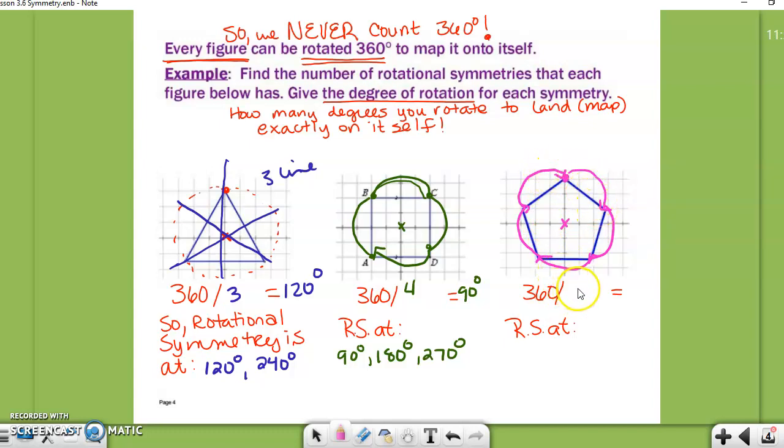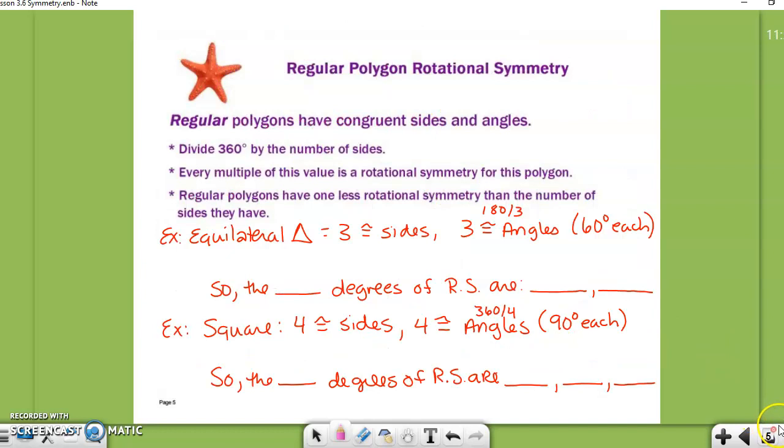So that took me 5 turns. 360 divided by 5 is 72 degrees for each turn, so I have rotational symmetry at every count of 72 degrees. So I just keep adding 72 degrees each time. I get to 288. If I add 72 again, I'm at 360.